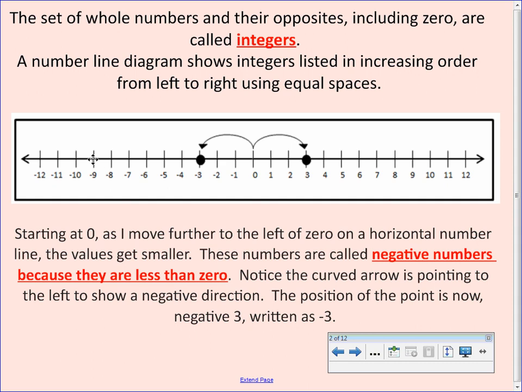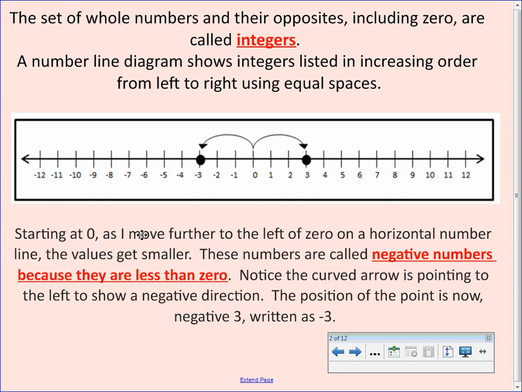Okay, so here we have -9. As we go up to -8, it's actually increasing. So -8 is larger than -9. Okay? Starting at 0, as I move further to the left of 0 on a horizontal number line, the values get smaller. So anything to the left of 0 is less than 0. So negative numbers are any numbers less than 0.